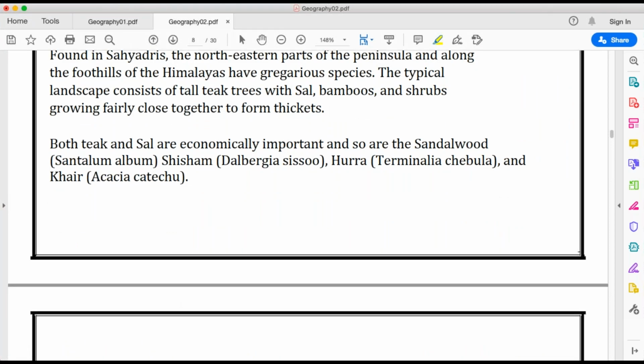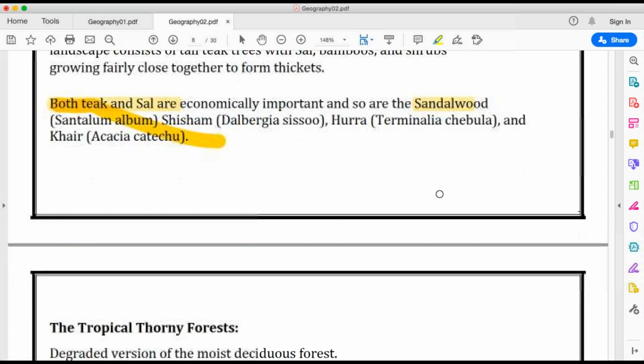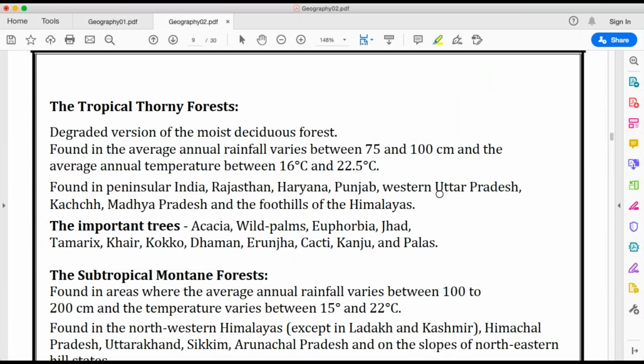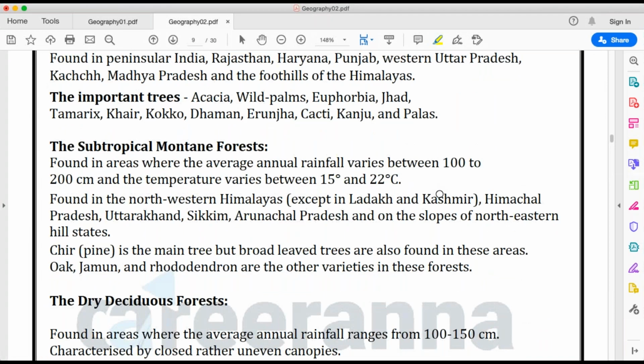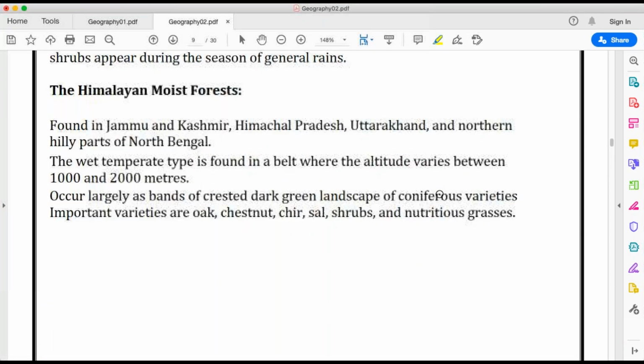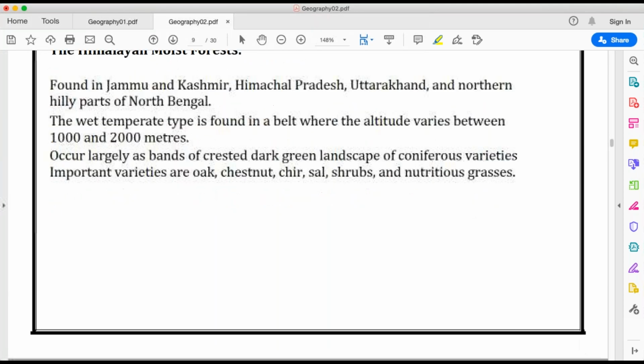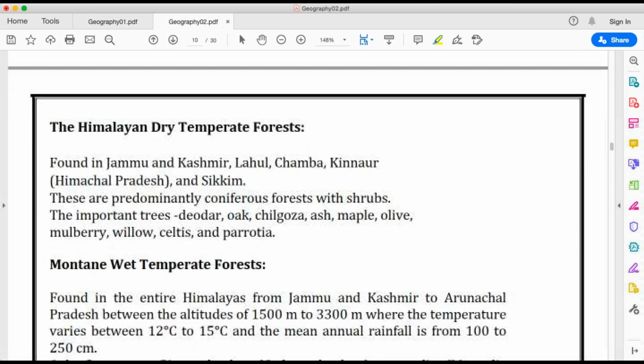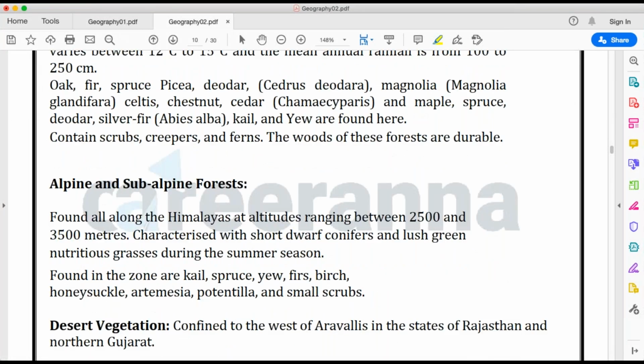Some forests are known for a specific kind of wood as well. So for example, if you see this part where it says that teak and sal are there in the deciduous forest, sandalwood is there, you should be able to talk about all these things. Same about the tropical thorny forest, subtropical montane forest, dry deciduous, Himalayan moist forests. Majorly what they are known for, where they are, and which states they are in. That's what you need to remember about forests.